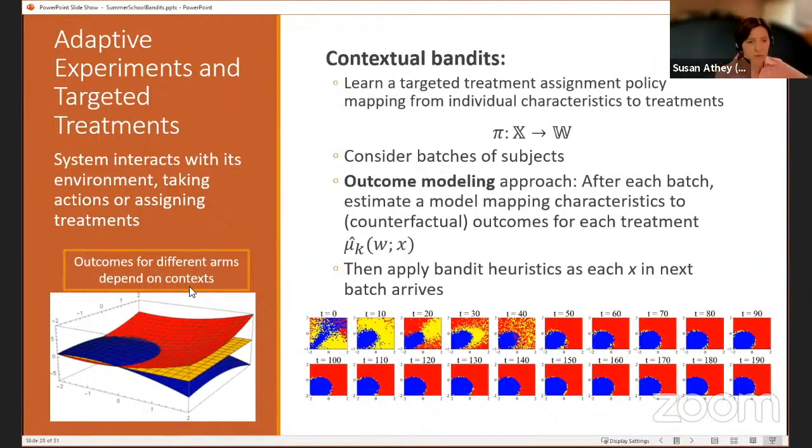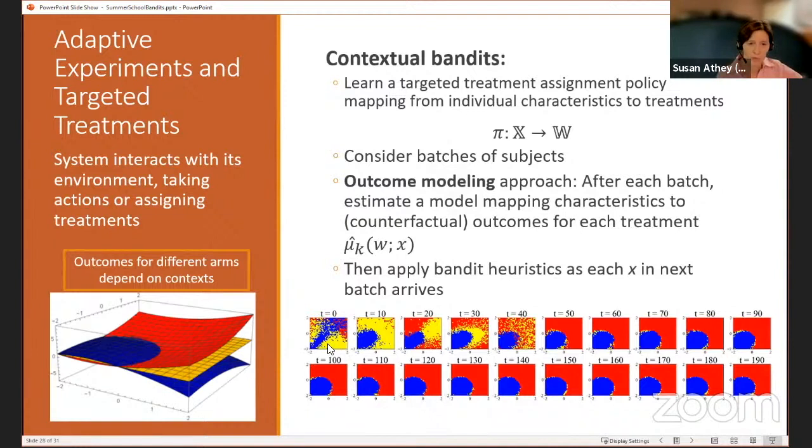Just to give an example of what this looks like, over here on the left, the pictures are these outcome models. The horizontal axes here are two contexts, and the vertical axis is the outcome. We've got three arms: the red arm, the yellow arm, and the blue arm. We see the blue arm is good for low values of X1 and X2, while the red arm is good for high values of X1 and X2. The yellow is kind of flat, and the blue is optimal for low and bad for high.